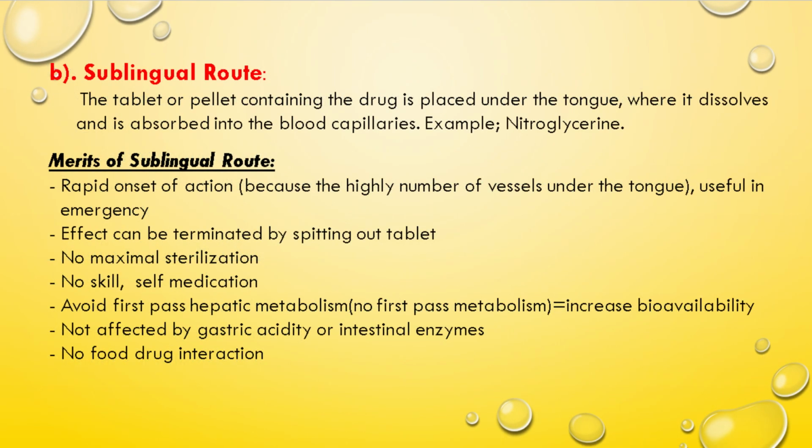B. Sublingual route. The tablet or pellet containing the drug is placed under the tongue, where it dissolves and is absorbed into the blood capillaries. Example, nitroglycerin. Merits of sublingual route. Rapid onset of action, because of the high number of vessels under the tongue, useful in emergency. Effect can be terminated by spitting out the tablet.